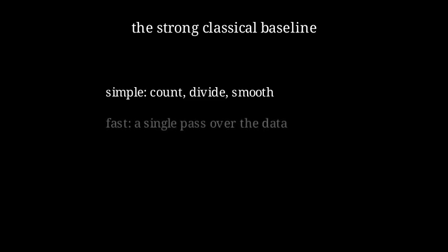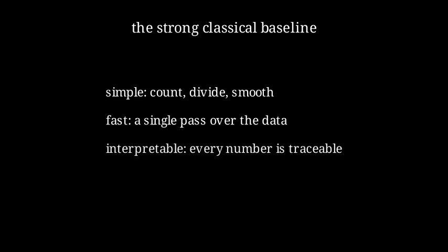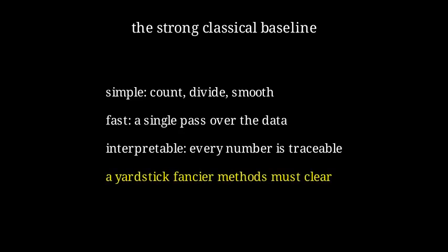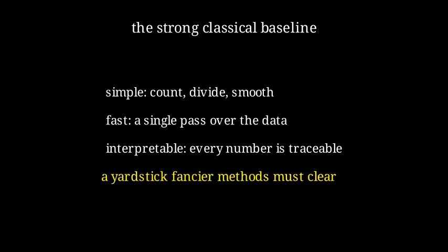Before we move on, let us give n-grams their due. They are wonderfully simple. Count, divide, and smooth, all in a single pass over the data. They are fast, they are easy to store, and they are transparent. You can point at any number and say exactly where it came from. For decades, this was the workhorse. Speech recognizers, machine translation, spelling correction, and the early text compressors all ran on counted n-grams. When you have plenty of data for the depth you care about, they are still very hard to beat. N-grams are the strong classical baseline, the honest yardstick every fancier method has to clear.